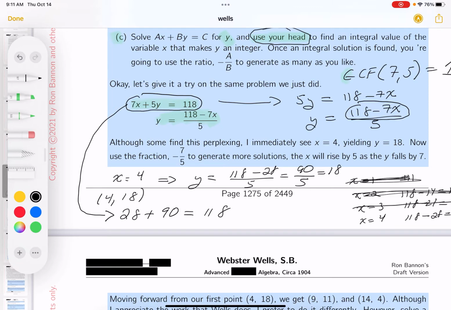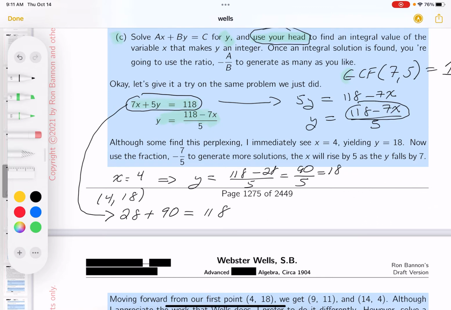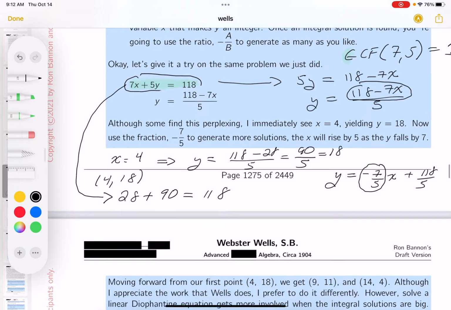All right, now someone says, how do you generate other ones? I don't want to go through this guessing game again. It's over. I'm not going to do that again. What I'm going to do, though, is rewrite this thing over here in a simpler way. All right, so I'm going to write down y is equal to minus 7 fifths of an x plus 118 over 5. Now what I'm going to claim over here is this is the number that's going to allow me to march towards a solution in the problem.